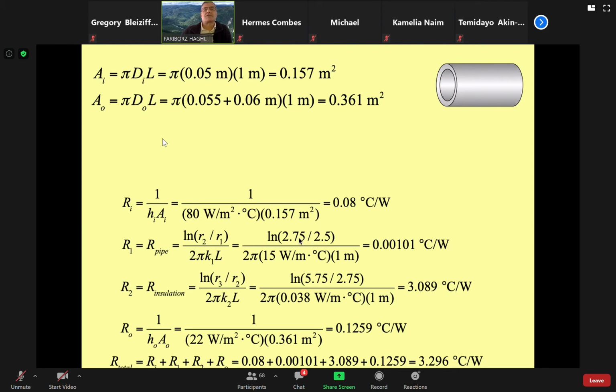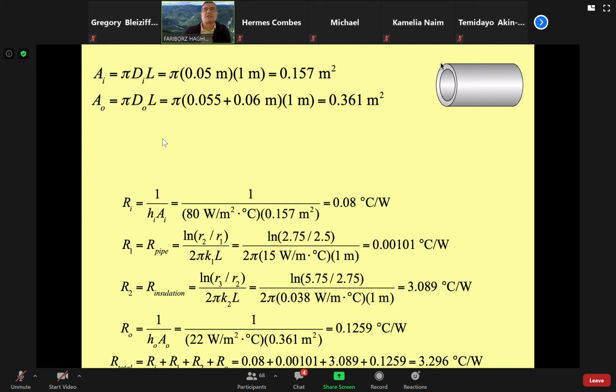And therefore, make sure you understand where this 2.75 came from and where 2.5 came from, okay? 2.5 is 5 centimeter divided by 2, and 2.75 is this one. I put R in order to make it simple. You can put D, it's the same because both of them can be divided by 2. Again, here is the conductivity, and here we assume the pipe length is 1 meter. Therefore, we calculate. The same thing, we calculate the resistance for the insulation, okay?